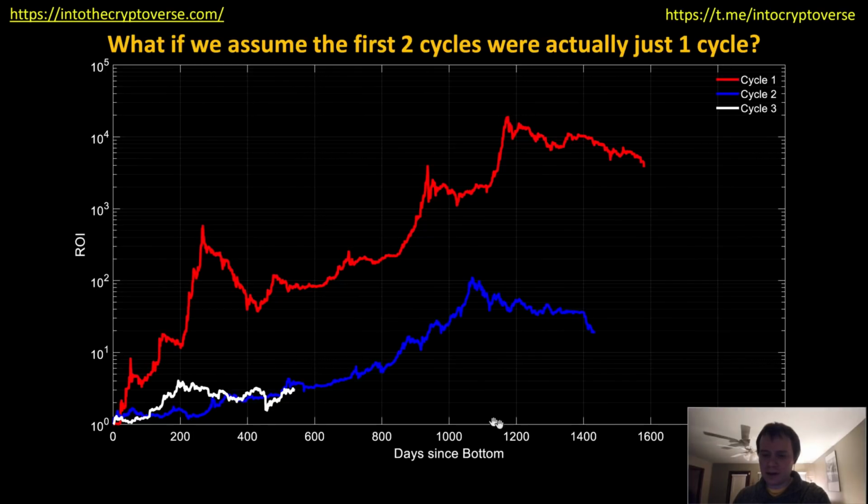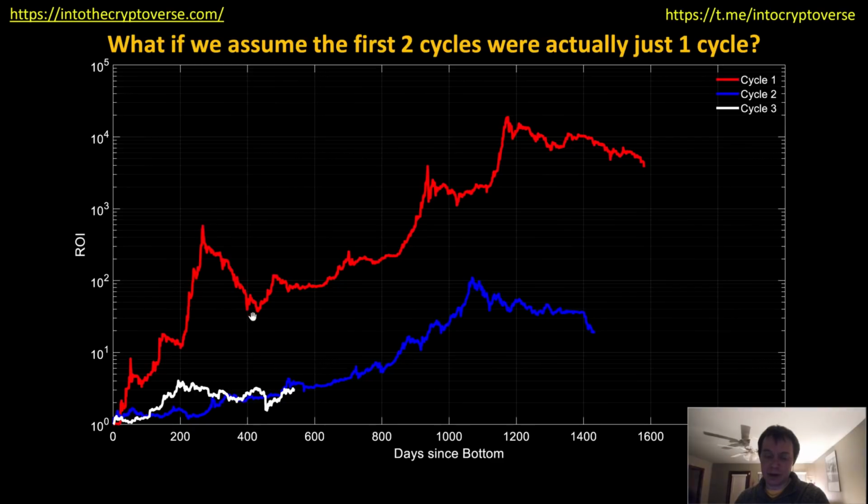This would put the peak approximately 1,200 days since the bottom. Cycle 2, if you measure it from the bottom, would be approximately 1,050 days from the bottom. So in this sense, it may seem that, okay, if we look at it like this, then maybe you could say that perhaps the Fourier cycle theory does have some merits.